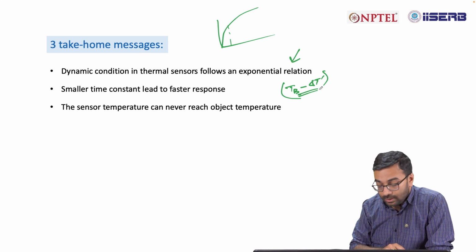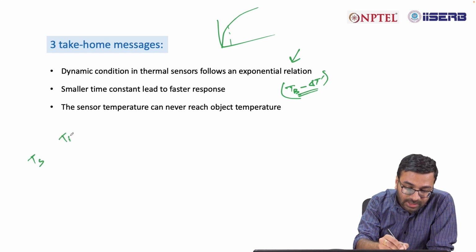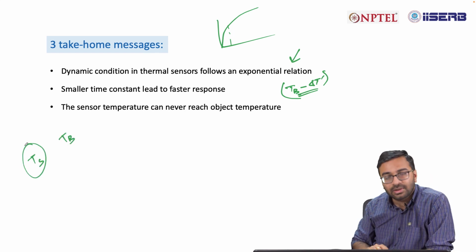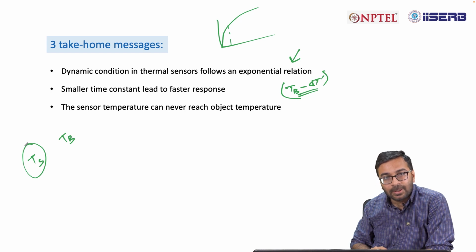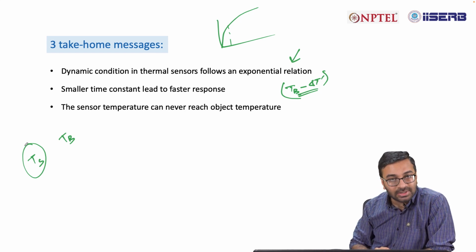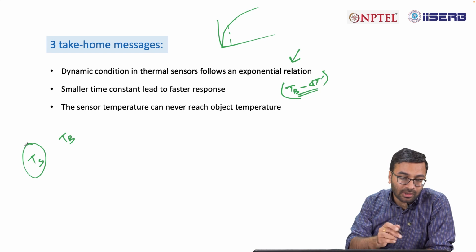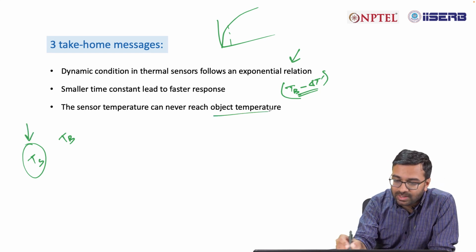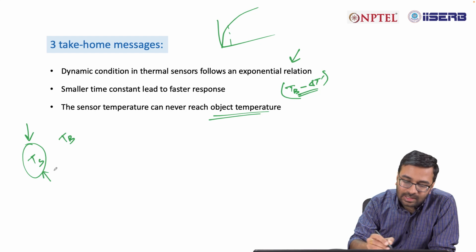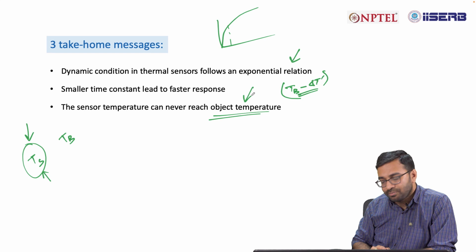Now, the question is, if your sensor temperature can never reach the object temperature, can your sensor detect the object temperature accurately? Is it possible? I want you to think. And we will probably discuss the same thing in coming discussions. Otherwise, you may think it's not very difficult. The question is, I repeat, if your sensor temperature can never reach the object temperature, how the sensor can detect the object temperature accurately? Okay.